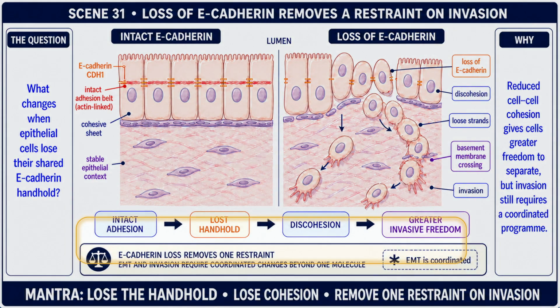But keep the conclusion precise. Loss of one adhesion molecule does not, by itself, complete invasion or metastasis. A cell still needs coordinated cytoskeletal remodeling, altered matrix attachment, basement membrane degradation, directional migration, and survival after detachment. So E-cadherin loss removes one important restraint on invasion. It can be part of an epithelial to mesenchymal program, but it is not the entire program.